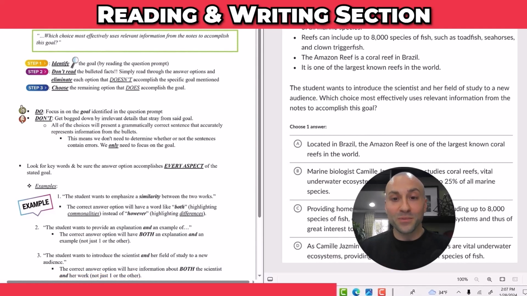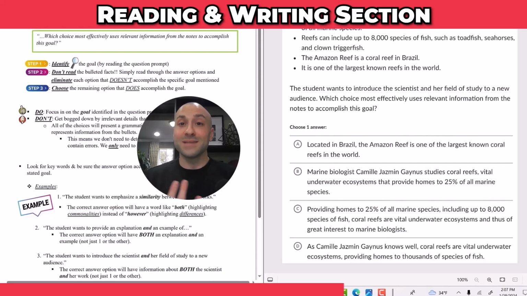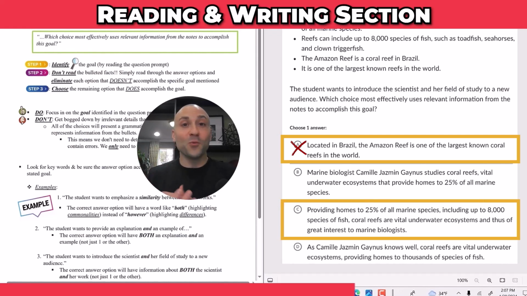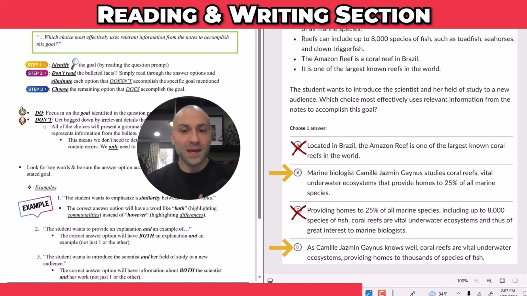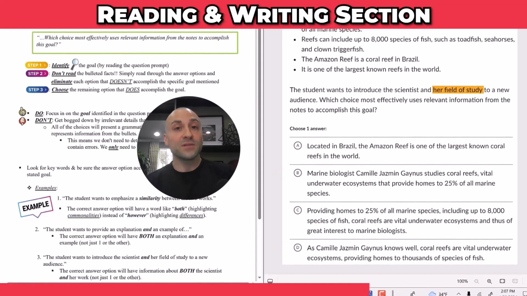So when we're going through here with process of elimination, right away, I'm going to look for a person's name. And notice option A doesn't have a person's name. We could eliminate it. Option C doesn't have a person's name. We could eliminate it as well. So then we're down to options B and D. And let's see which of the two not only talks about the scientist, but her field of study.